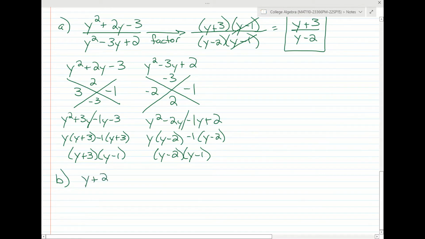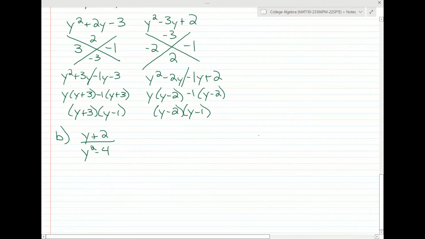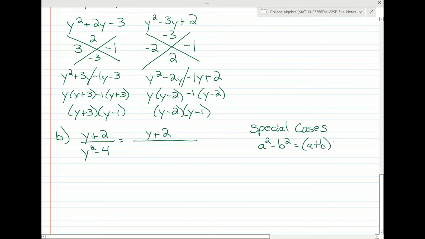Y plus 2 over y squared minus 4. What we want to do is factor, and it looks like the top doesn't factor, so we're still going to leave the top y plus 2. But that bottom does factor. If you remember when we talked about special cases, we talked about 3 different scenarios. We said one was if you have 2 squares that are being subtracted. This would just be a plus b times a minus b.